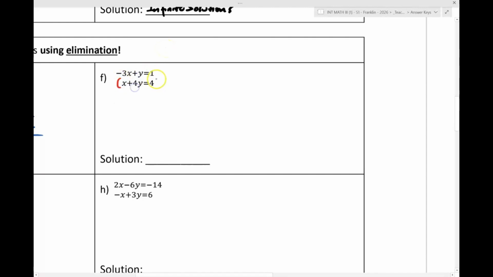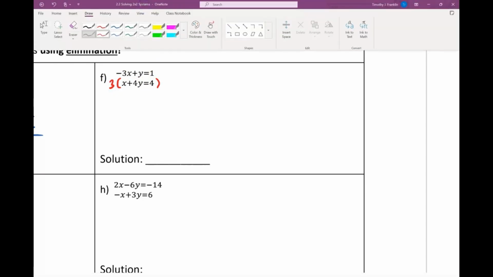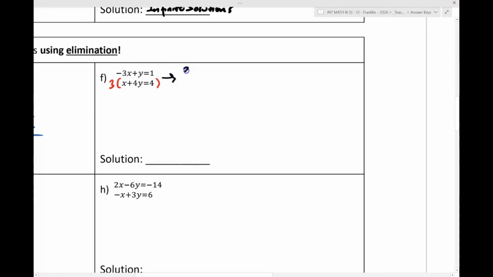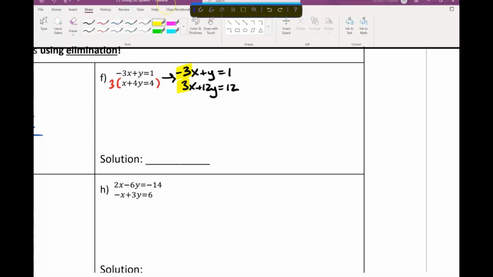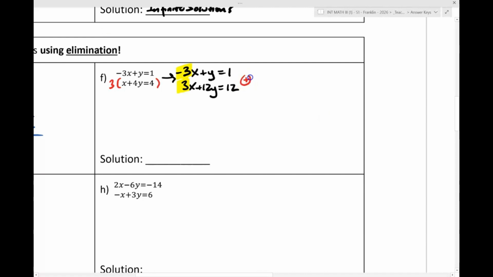I'm going to go ahead and multiply the second equation by 3. And I think you will see why in a moment. So the first equation doesn't change. It's still negative 3x plus y equals 1. Our second equation becomes 3x plus 12y equals 12. And now we can eliminate because we have opposites on the x's. Negative 3 and 3 will add to 0. So those cross out. We get 13y equals 13, so y equals 1.